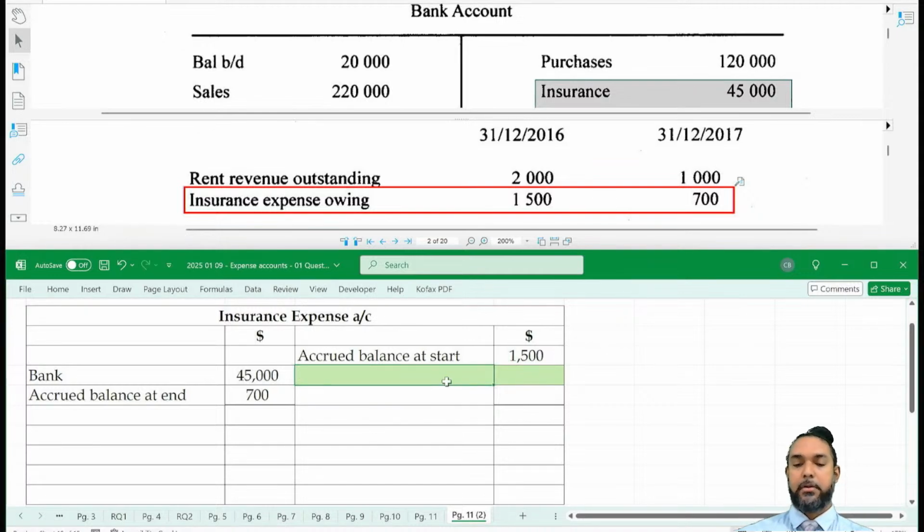Statement, right? Right, so if we add up this side, you get 45,700. Well, that should be the same total on this side, but as you can see, it's only 1,500. So to get the amount in respect of the insurance incurred, the income statement figure, we simply have to find the difference between the total here and the figure here, right? And then you put your accrued balance brought down to the next period.